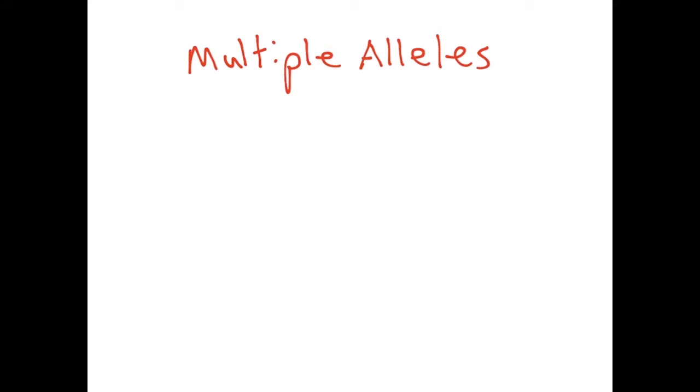Our fifth mode of inheritance is what's called multiple alleles. Multiple alleles is when you have three or more alleles for a trait. Keeping in mind that we are diploid organisms and can only inherit two alleles from our parents, even though there are multiple alleles, we can still only inherit two at a time.